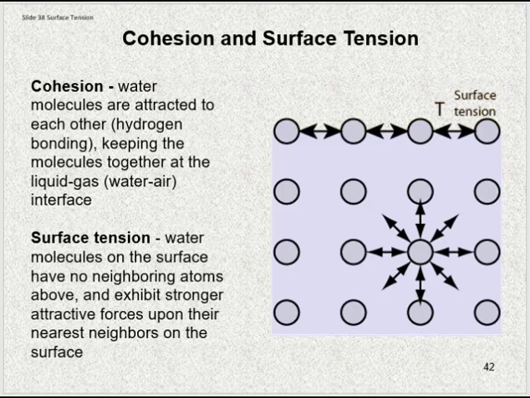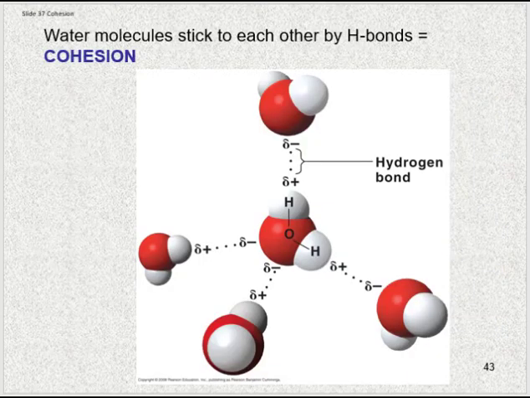Water molecules on the surface of a body of water or a glass of water that have no neighboring atoms above exhibit a stronger attractive force upon their nearest neighbor. This is what we call surface tension. It allows for the surface of the water to withstand pressure or stress. So again, this slide just shows how hydrogen bonding arranges these molecules, and why cohesion exists is because of these hydrogen bonds.